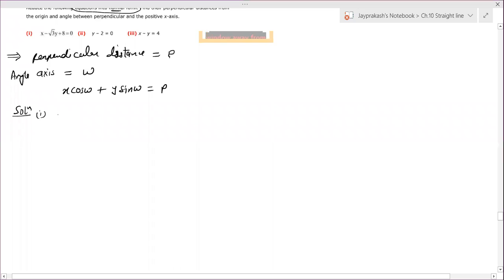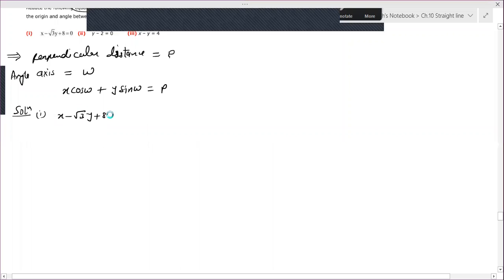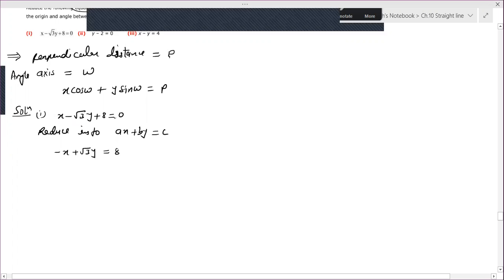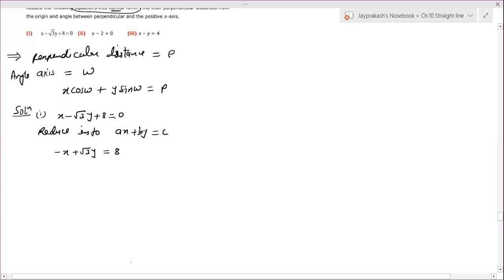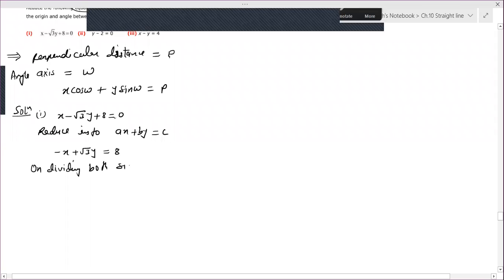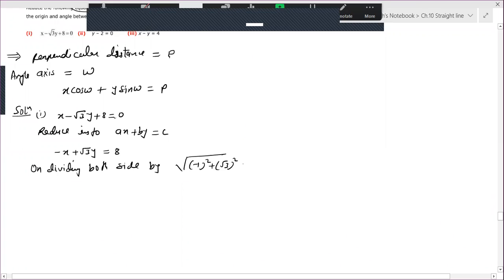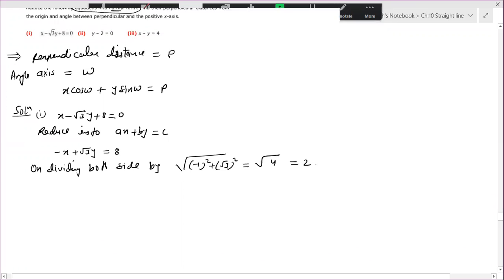The first question is x minus root 3y plus 8 equals 0. First we have to reduce the equation to the form ax plus by equals c. So we can simply write minus x plus root 3y equals 8. Now find the modulus of the coefficients, minus 1 and root 3, by dividing both sides by the square root of minus 1 squared plus root 3 squared. That is the square root of 4, which means 2 units.